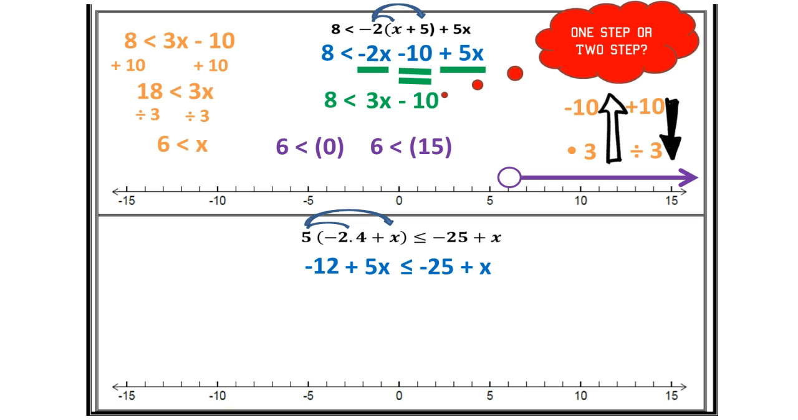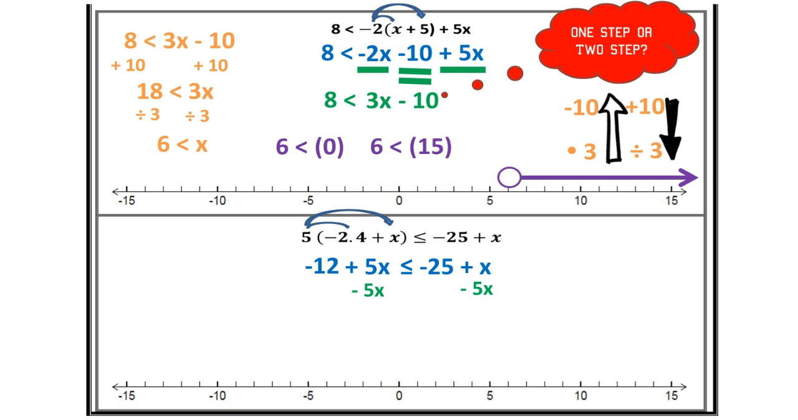On the left side, there are no like terms. Negative 12 and 5x are unlike terms. It's like oil and water, they don't mix. On the right side, negative 25 and x, also unlike terms. However, I see variables on both sides. This is when we need to combine those x's on one side of my inequality. So I'm going to move over my 5x by subtracting it.